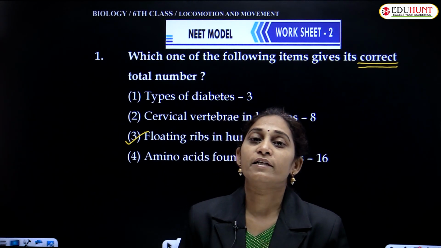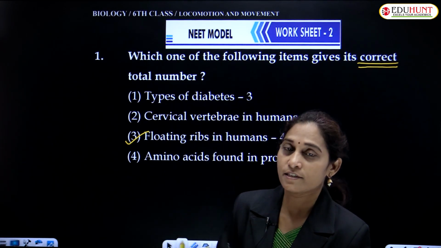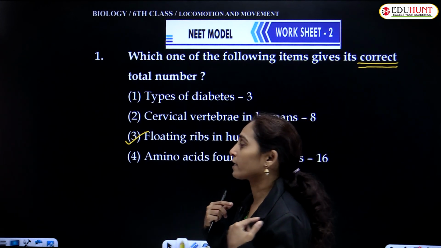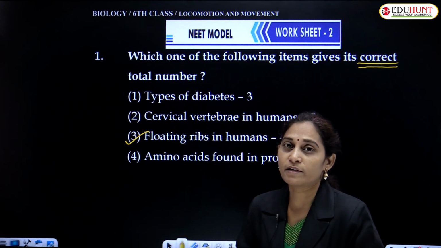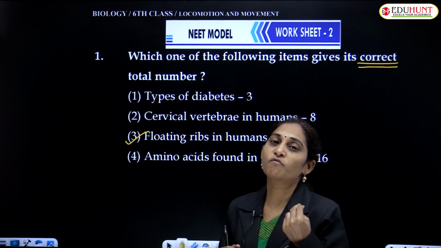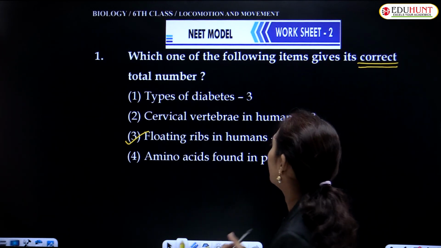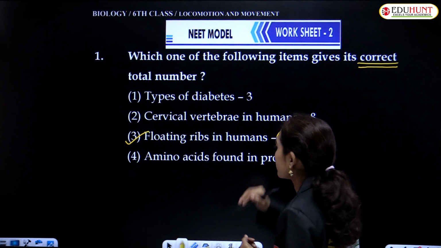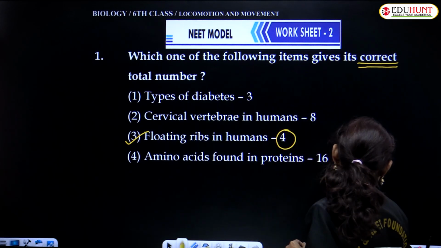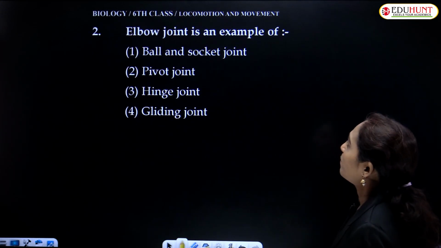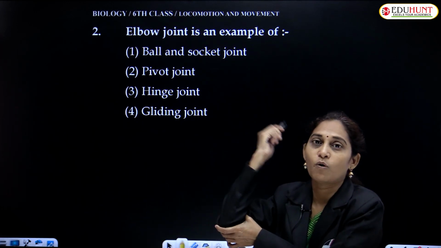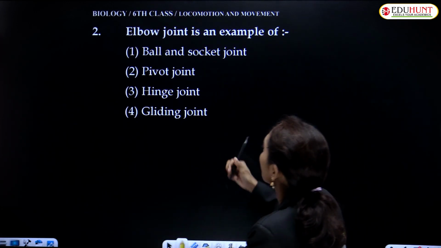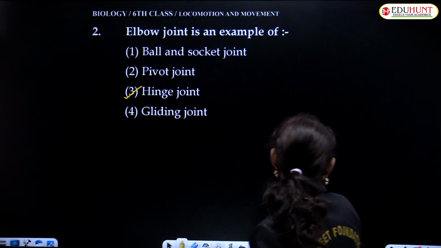They are not connected to the sternum. Ventral connection is absent, only dorsally they are connected to the vertebral column. That is why they are known as floating ribs, and there are 2 pairs of floating ribs, altogether 4. So this is the right option. The elbow joint is an example of a hinge joint.